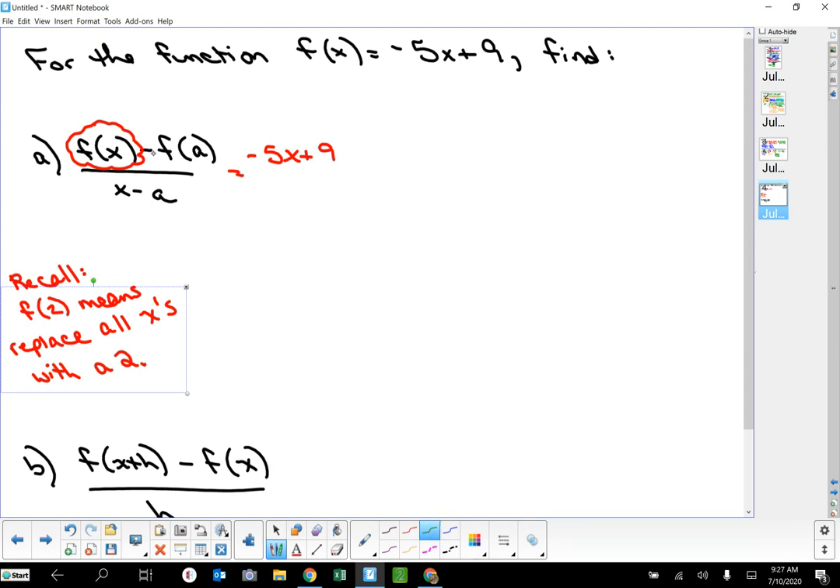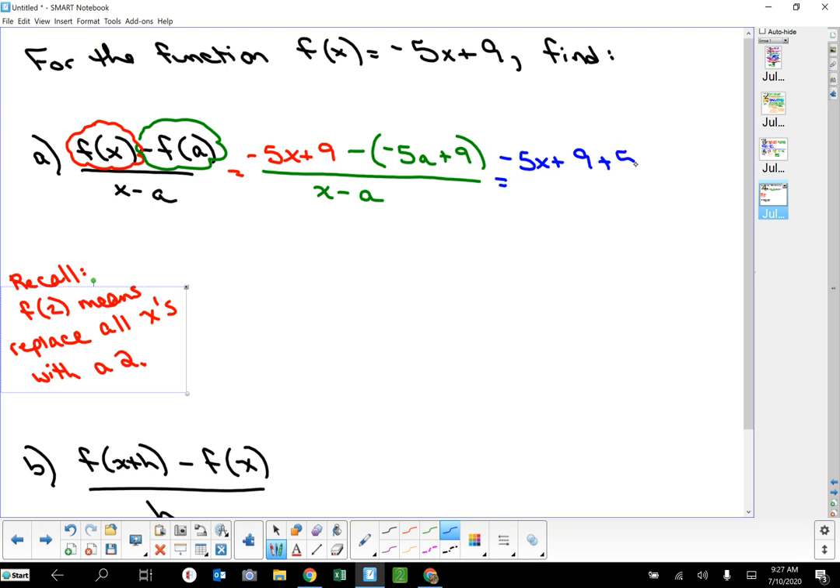And then I have minus f of a. So minus, put your f of a in parentheses and replace all x's with a's. Minus 5a plus 9. Make sure you put the parentheses around there, or you're going to have a problem. And the bottom, there's no f's, so I'm just putting x minus a in there. Now we're going to go through and simplify. So I have negative 5x plus 9 plus 5a minus 9 all over x minus a. Well, if we take a look at that, we can cancel out the 9's. That leaves us a negative 5x plus 5a over x minus a.